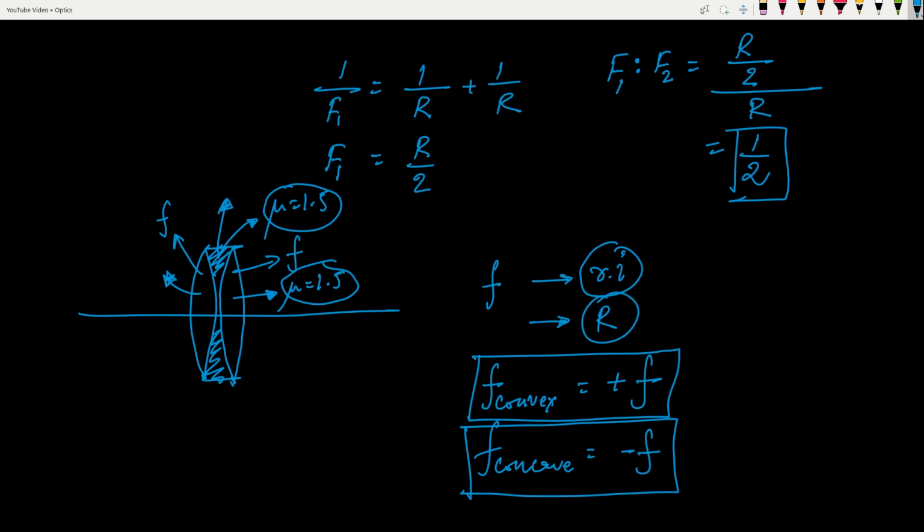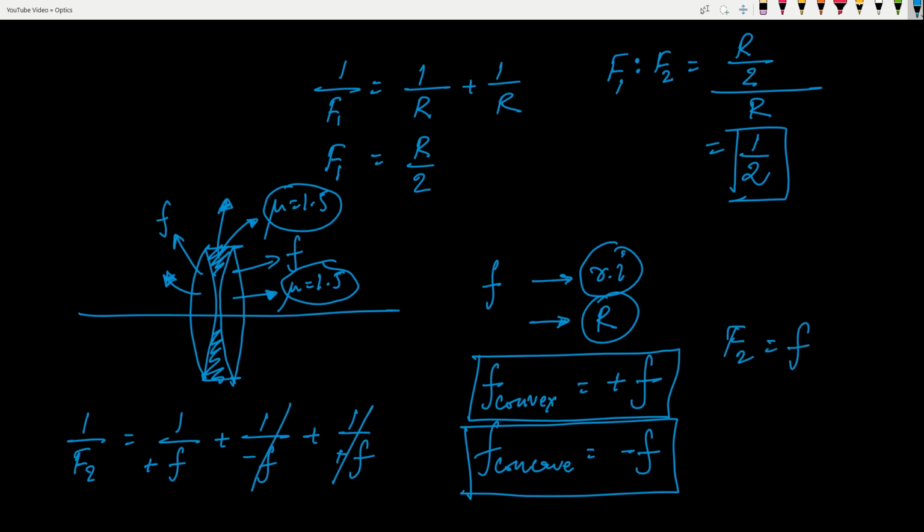So now it's very easy. For f2, if we combine these three, then we are going to get 1 by plus f plus 1 by minus f plus 1 by plus f. Okay, so this got cancelled, so we are ultimately getting f2 as f. Now if you find f1, that is combining just the convex lenses, then 1 by f1 is equal to 1 by f plus 1 by f, isn't it? Because both will be positive. Therefore, we got f1 to be f by 2.